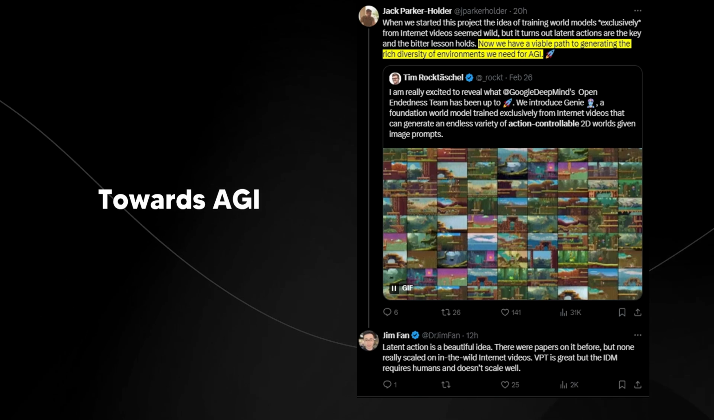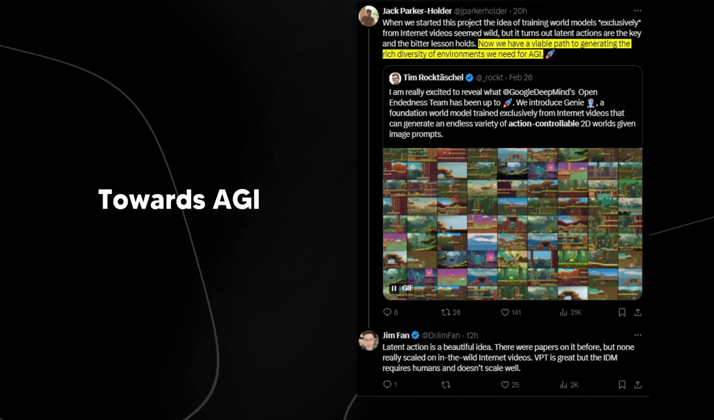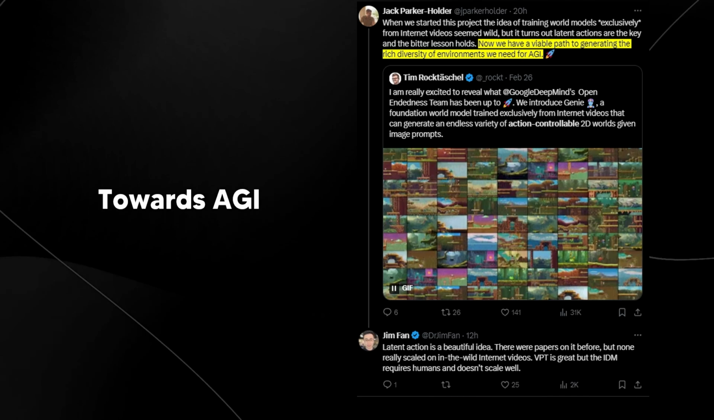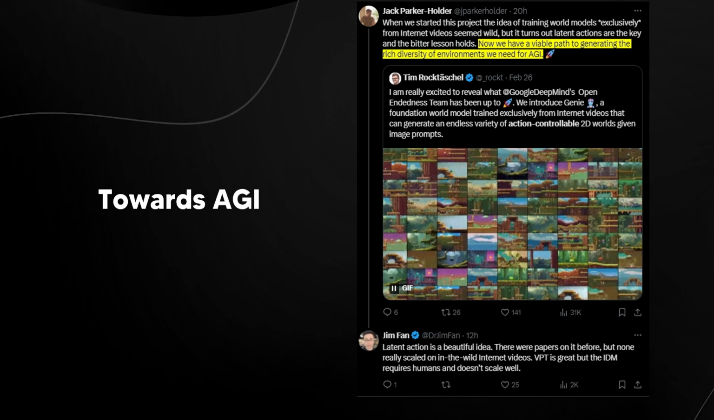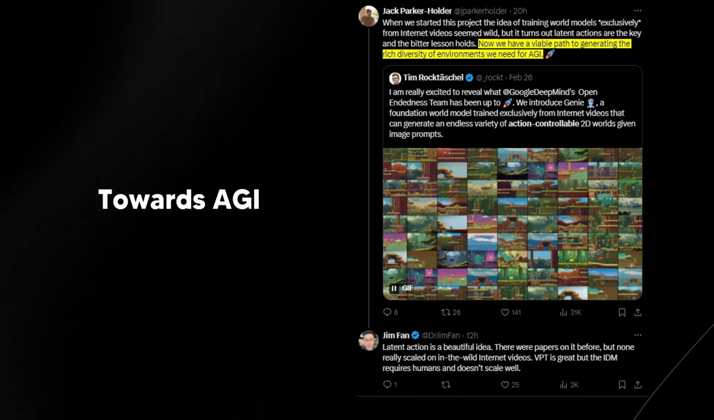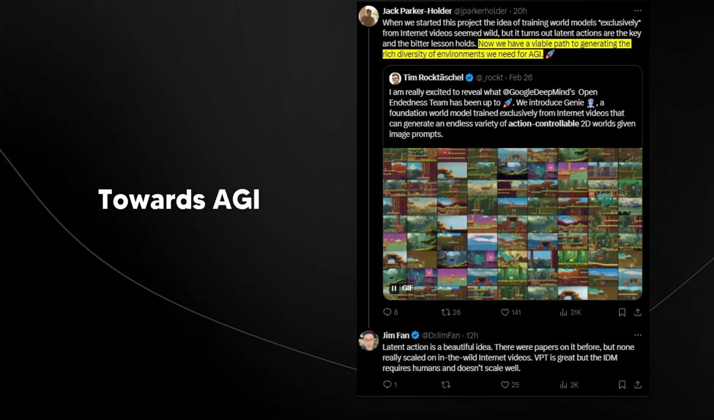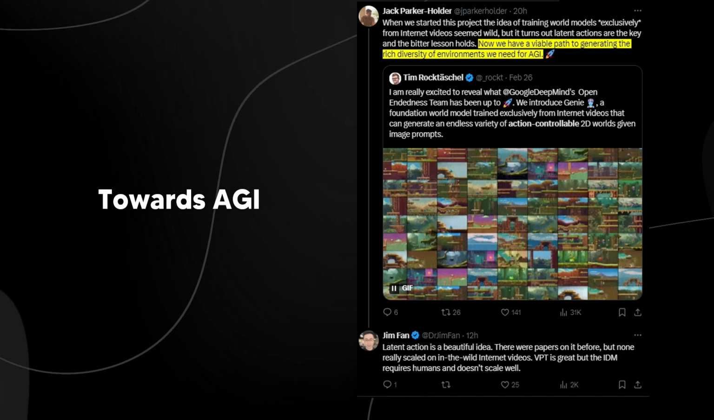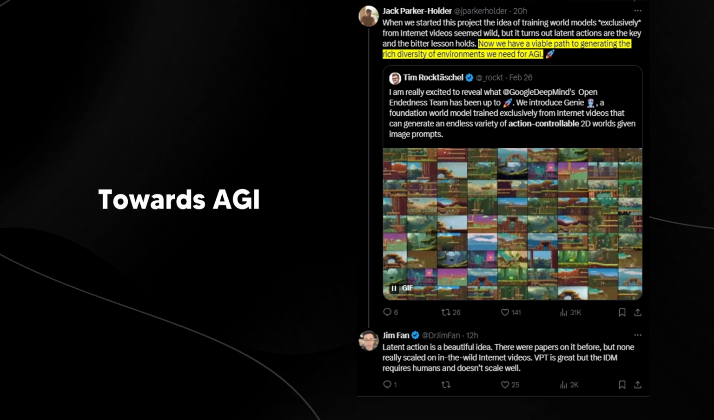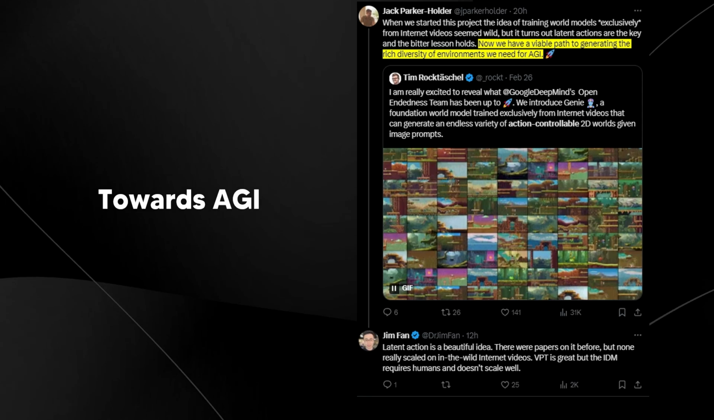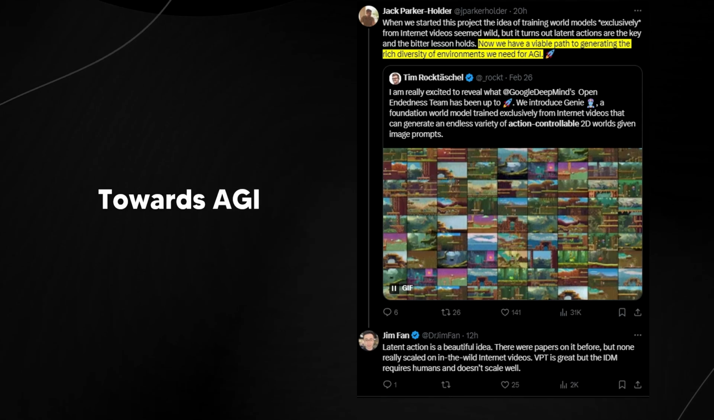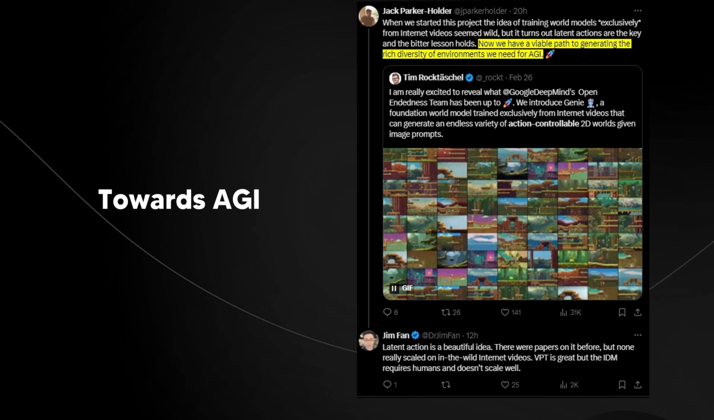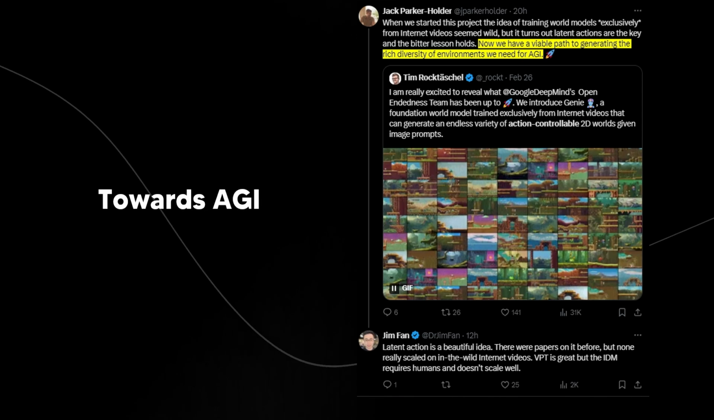And here we have another tweet from another author on the paper that stated, when we started this project, the idea of training world models exclusively from internet videos did seem wild, but it turns out latent actions are the key and the bitter lesson holds. Now we have a viable path to generating the rich diversity of environments we need for AGI. And he's basically stating that this is a really big step towards AGI because now we have an action simulator that is beyond 2D, and it's essentially a general world model that once they pretty much scale it up, it's going to deliver some really impressive results.